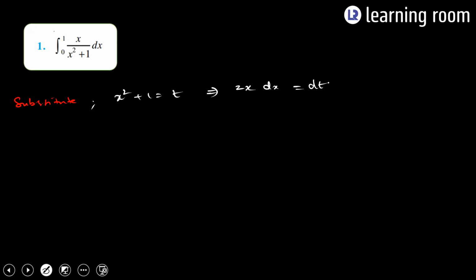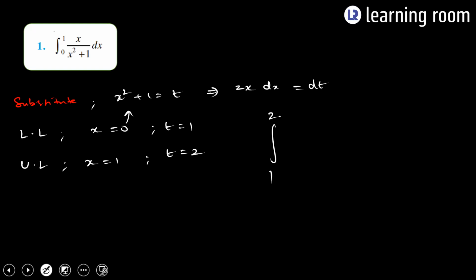Now, how will the limits change? When the lower limit of x is 0, when you take x is equal to 0, you will get t is equal to 1. And for the upper limit, when x is equal to 1, you will get t is equal to 2. So the whole value will change as integral of, so 0 should be replaced with 1 and 1 should be replaced with 2, right? So x dx needs to be replaced with dt by 2, right? So dt by 2 divided by t.